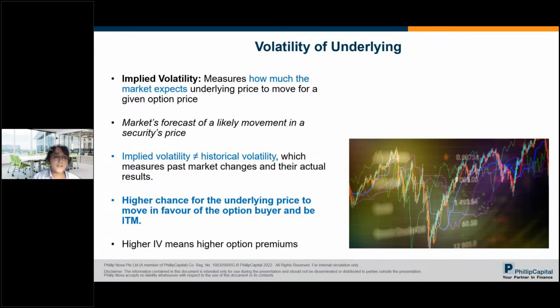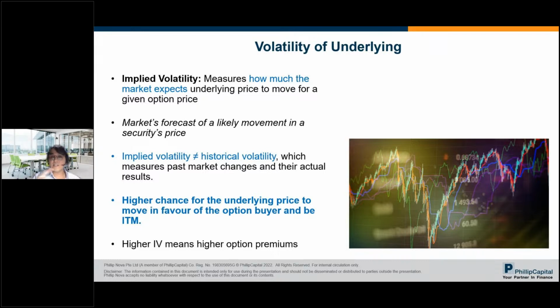For example, let's say there's a higher implied volatility of an option or of gold prices. Gold prices are a lot more volatile, which means that it's more likely that the gold prices will move in favor of the option buyer. They may see a larger up movement or a larger down movement.